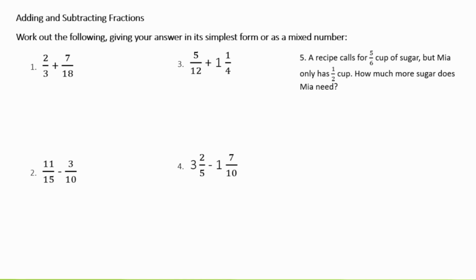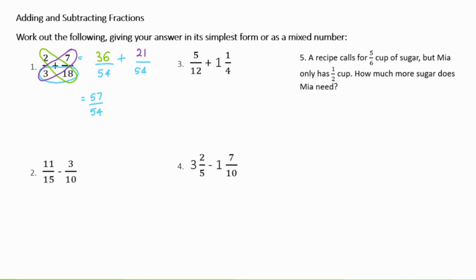So for number 1, we are adding 2/3 plus 7 over 18. So first we are going to multiply 3 and 18, which gives us 54. We are then going to multiply 2 times 18 for the first numerator, which will be 36. And for the second numerator, we do 7 times 3, which gives us 21. We then add 36 and 21, and that gives us 57. And we put that over 54.